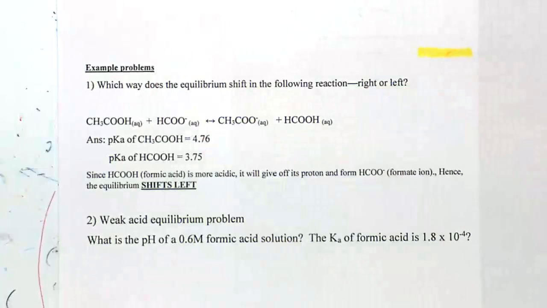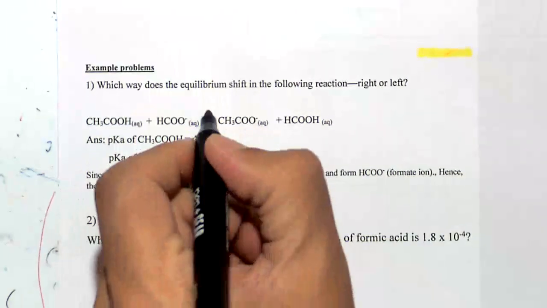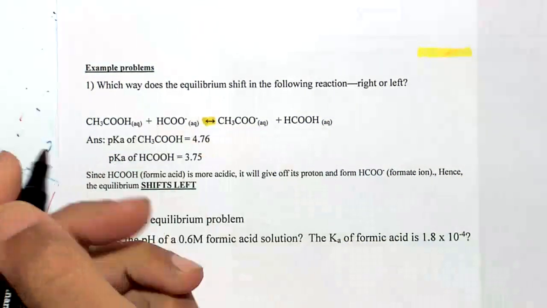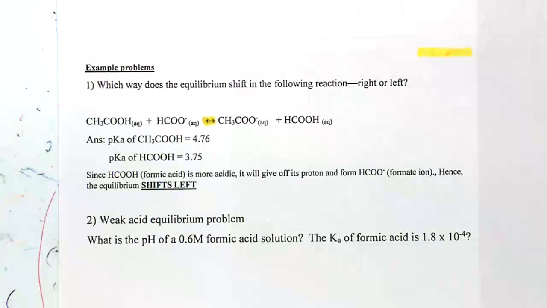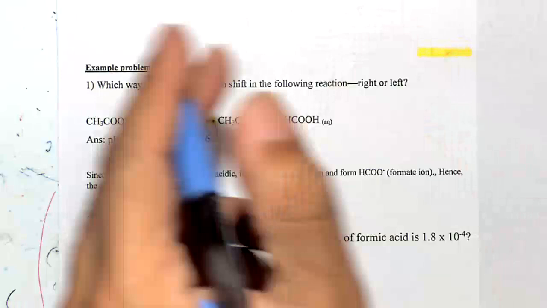So which way does the equilibrium shift in the following reaction, right or left? Okay, what do you guys think? Okay, we're in equilibrium, right? How do we know it's in equilibrium? Because the arrow points both ways. Okay, this is called acetic acid, so I'll tell you that on the test.